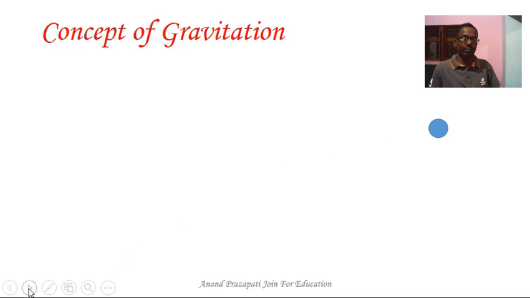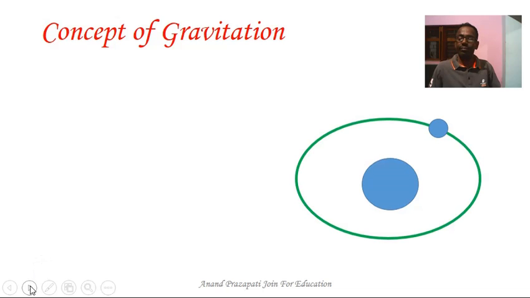This is the moon, this is the earth. The moon moves around the earth in a circular path. This is the circular or elliptical path in which the moon moves around the earth. This is the motion of the moon around the earth.